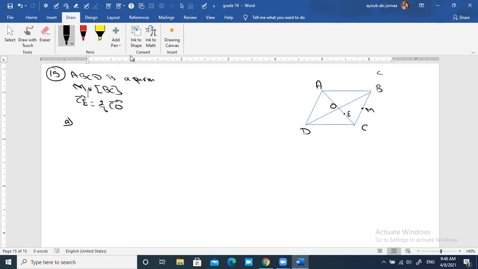Any system you choose will be correct. There is no wrong system, but there is a nicer and easier system. If you choose D, DC, DA, it is easier to find the coordinates of O. Because here O will be the midpoint, so you write XC plus XA over 2.